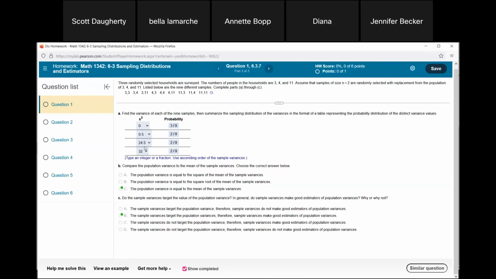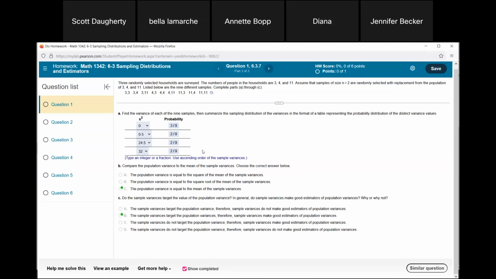And then the next biggest one is probably 4, 11, and I guess that's 24.5 if you do it on the calculator. 4, 11 and 11, 4 would be 24.5 for your sample variance, 2 out of 9 times. And then 3, 11 would be the biggest variance, which I guess is 32. That happens twice, 2 out of 9.